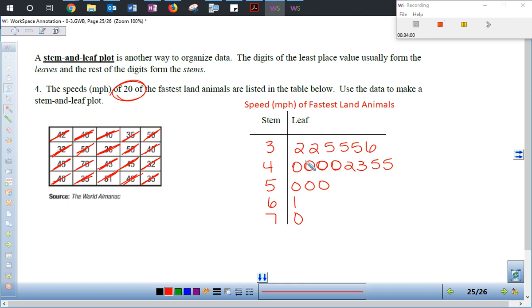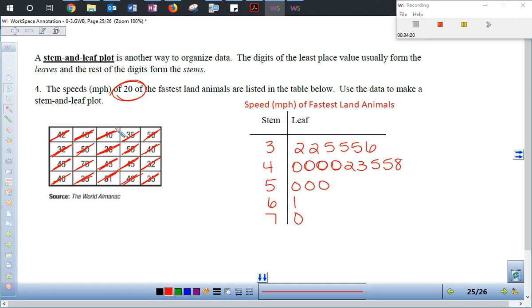So I have 1, 2, 3, 4, 5, 6, 7, 8, 9, 10, 11, 12, 13, 14, 15, 16, 17, 18, 19. Oop, I forgot an 8 here. 20. So I have 20 of these speeds. I have 20 leaves. I have 20 of the fastest land animals. That means I have all of my numbers.